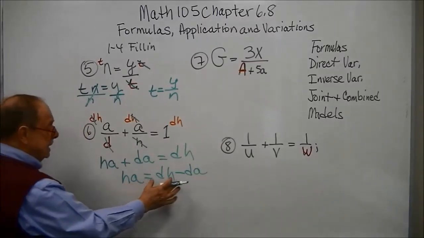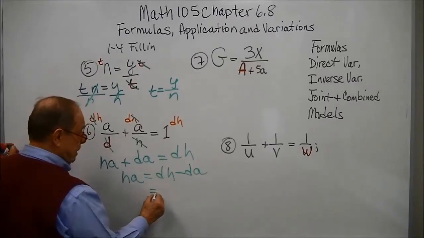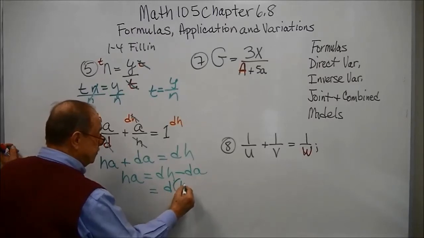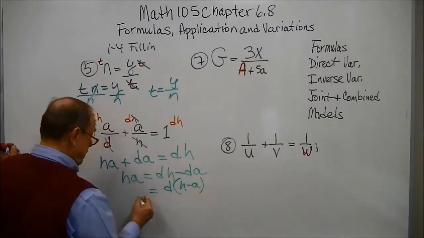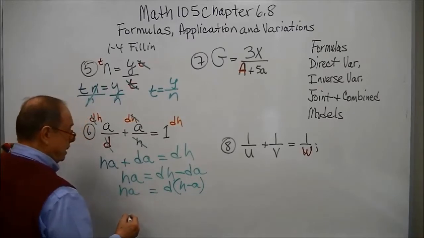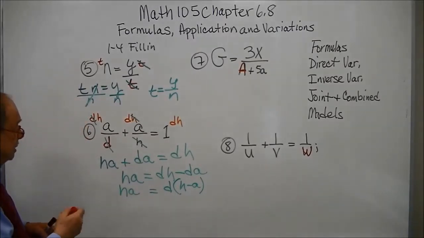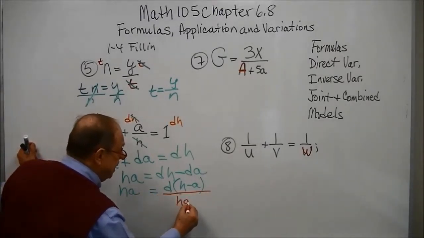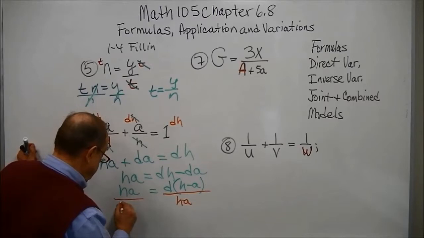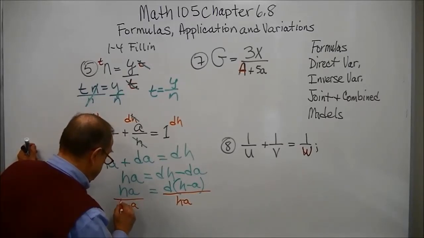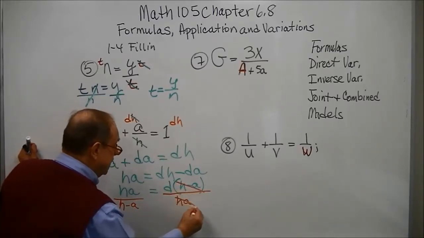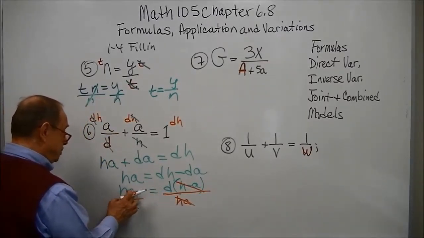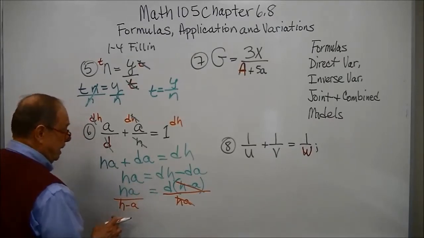Now we have a D in two terms. So we get the D out by factoring it out. And now, change colors maybe a little bit. We're going to divide both sides by H minus A. And then here these cancel out. And that's what D is. D is HA over H minus A.